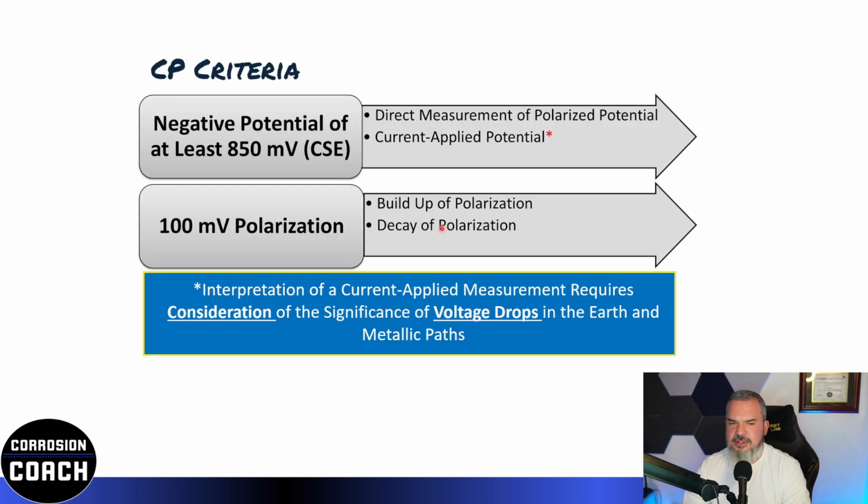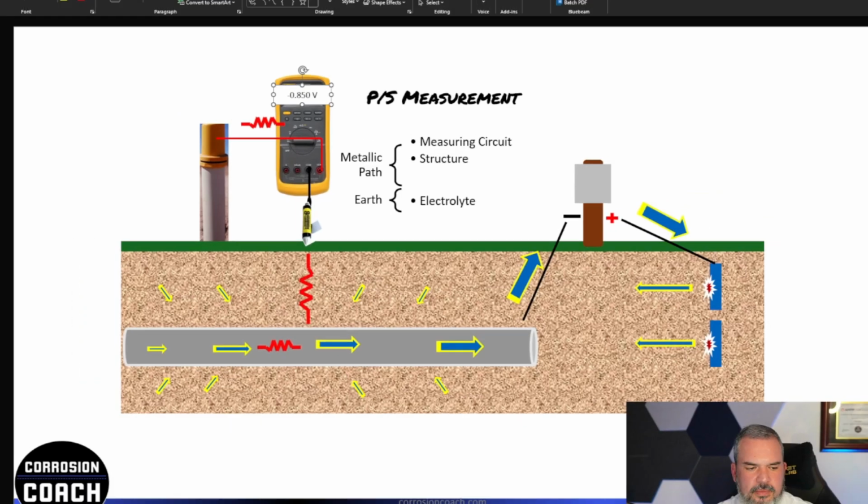Okay, so back to this, the same slide I showed you earlier. Just a reminder, we're looking for a negative potential of 850 millivolts. That can be a direct measurement of a polarized potential, instant off, possibly. It could be a current applied potential, but it has the asterisk. That means I've got to interpret that current applied potential. I've got to look at the significance of the voltage drops of the earth and the metallic paths. And then 100 millivolts is the off minus the native is one way to do it, or leave it off, decay at or more than 100, and you're good to go. So that is a decay of polarization or a buildup of polarization, whichever way you can prove it.